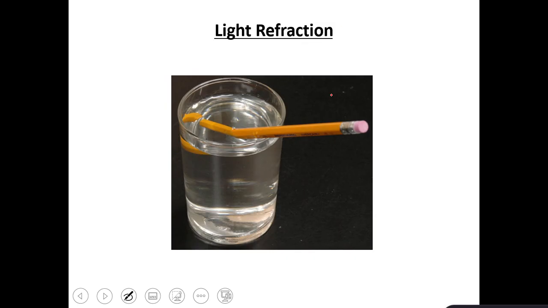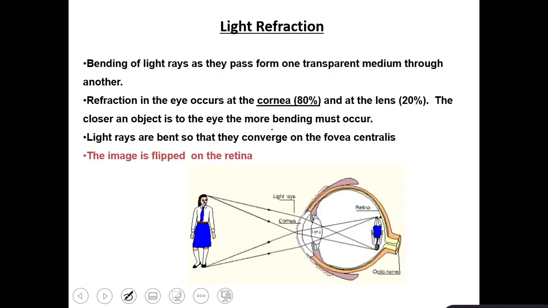Now with light refraction. Refraction is when the light changes direction going from one medium to another. Like if you look at this pencil, as it goes from the air to the water, there is some bending. We call that refraction. This also happens at the level of the cornea and the lens of the eye. So bending of the light rays as they go from one transparent medium through another is the refraction.